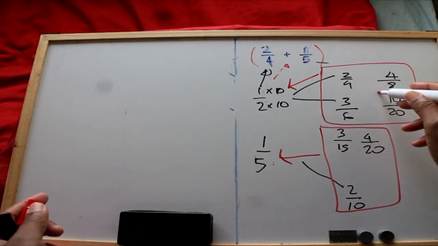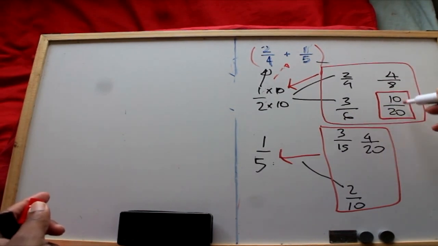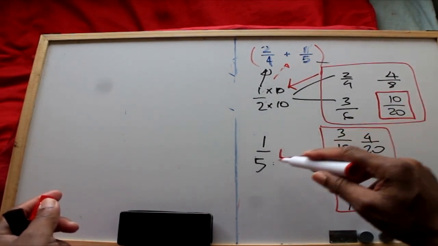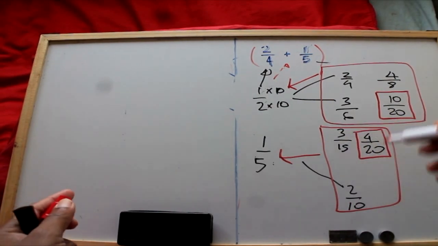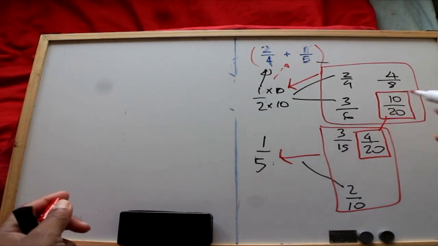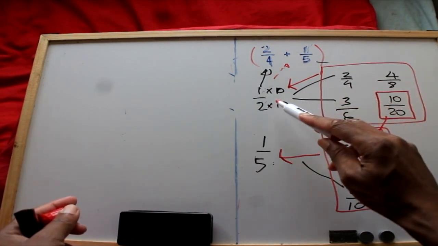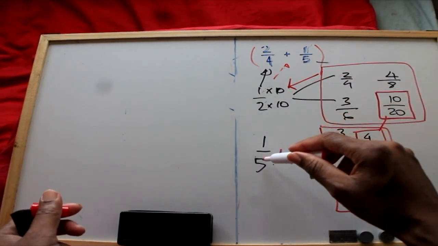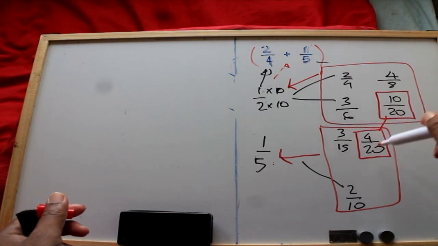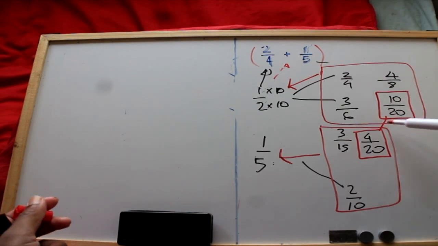But if you look carefully, in the fractions that are equivalent to 1 over 2, we've got 10 over 20, and in the fractions that are equivalent to 1 over 5, we have 4 over 20. In other words, we have equivalent fractions of 1 over 2 and equivalent fractions of 1 over 5 that have the same denominator. If we want to add these two now, it's simple because we have 20 in the denominator.